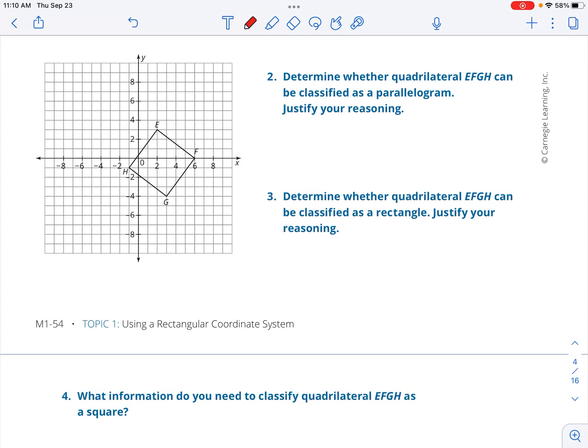So in example 2, we want to figure out if this quadrilateral is a parallelogram. Well, to be a parallelogram, we're going to have opposite sides that are parallel to one another. So if I can show that we have opposite sides parallel to one another, we have ourselves a parallelogram. What that means then is, to be parallel, I'm going to calculate the slopes and see if the slopes are the same for opposite sides.